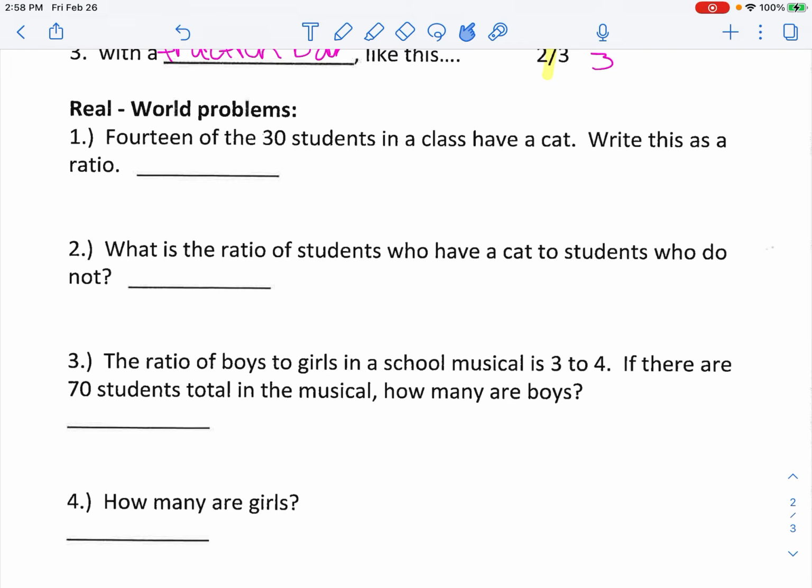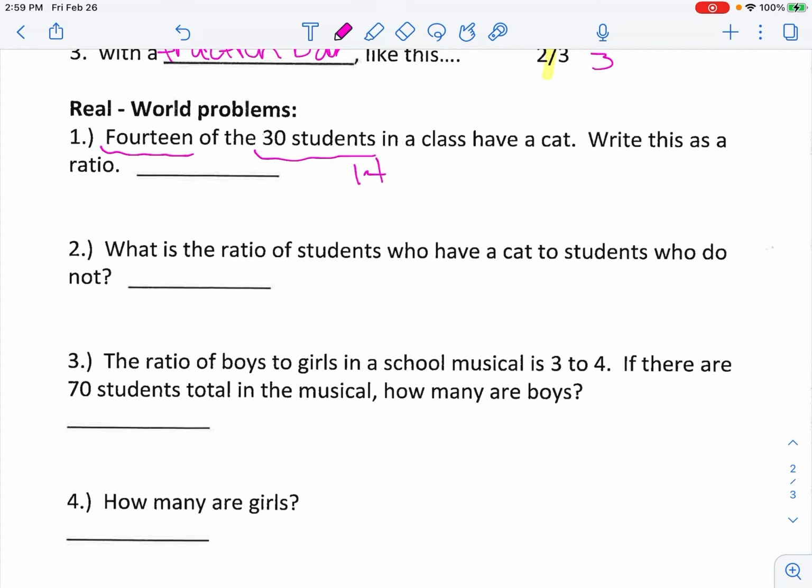Okay, so this is why we're learning all this fun math this year, so we can solve problems. Number 1, 14 of the 30 students in a class have a cat. Write this as a ratio. Okay, let's go back and look at our numbers again. 14 of 30 students in class have a cat. Write this as a ratio.